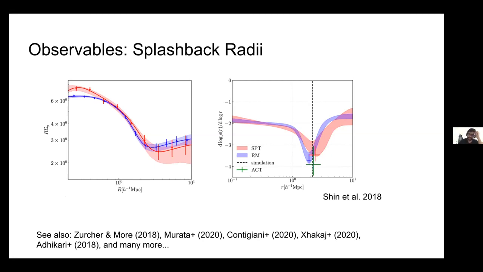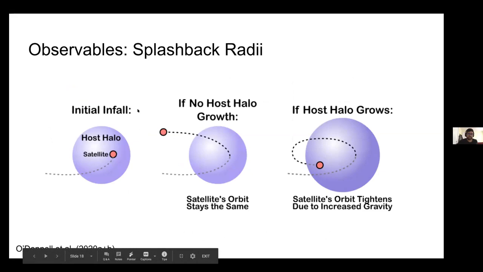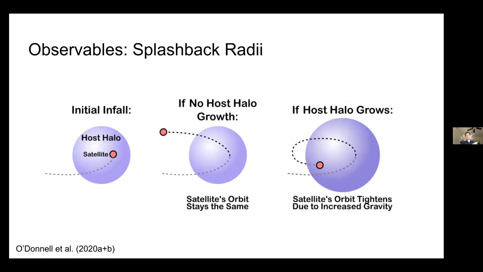Next slide. So another interesting thing about splashback radii is that the location of the splashback radius correlates with dark matter accretion rate. So I just want to walk you through that. If you have a host halo of satellites falling in, that satellite will acquire some velocity as it comes in. And on the way out, if that host halo does not grow, that's the middle panel, then the potential well depth is the same on the way out as it is on the way in. And so that satellite goes out to roughly the same distance that it fell in from.